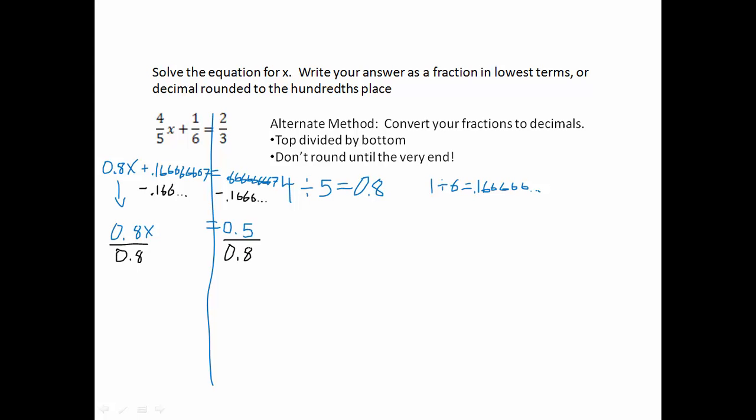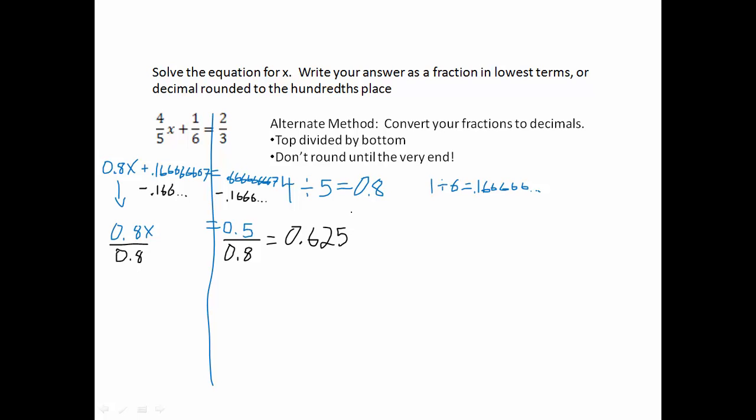Now, if you take a look at this, and if you take a look at the previous example, which was exactly the same, you notice 5 over 8 was our answer to the previous one. Well, I've got 0.5 over 0.8. You could probably guess that that's actually exactly the same thing. And you can evaluate this by dividing. When you divide 0.5 by 0.8, you'll get 0.625.